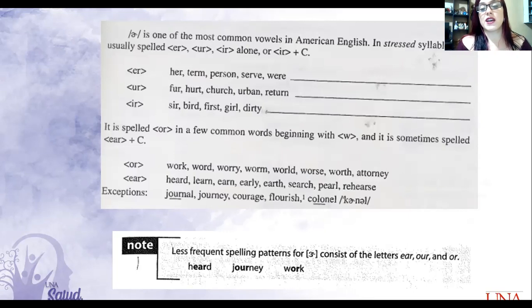Of course it is. In stressed syllables, we usually are going to find it in the following spelling pattern. So we have ER, UR, IR. They can be alone, or in some cases we have IR plus a consonant, okay? We have the examples of ER: her, term, person.